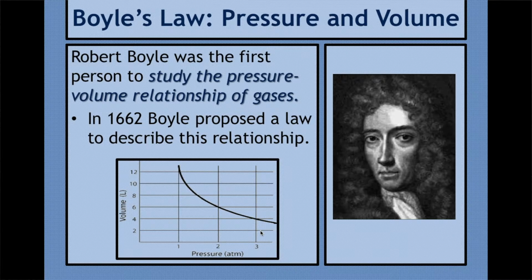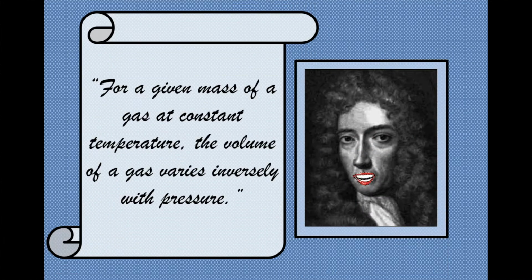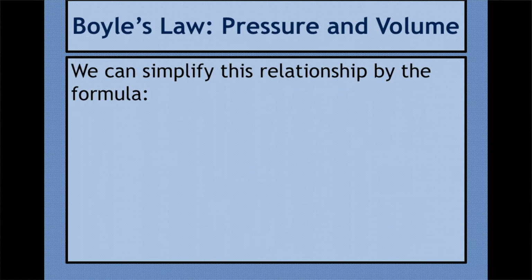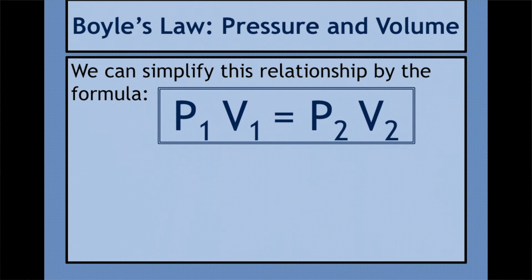So he noticed this relationship, and he came up with this law that for a given mass of a gas at constant temperature, so basically same mass, same temperature, the volume of a gas varies inversely with pressure. So the lower the volume, the higher the pressure. He has a formula to describe this relationship: pressure 1 times volume 1 is equal to pressure 2 times volume 2.